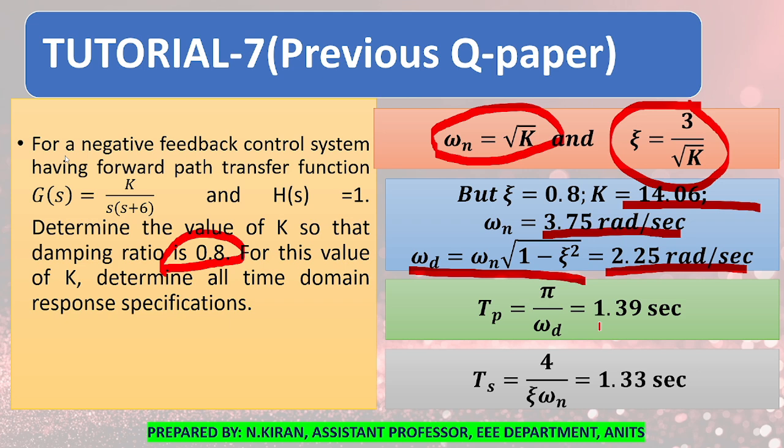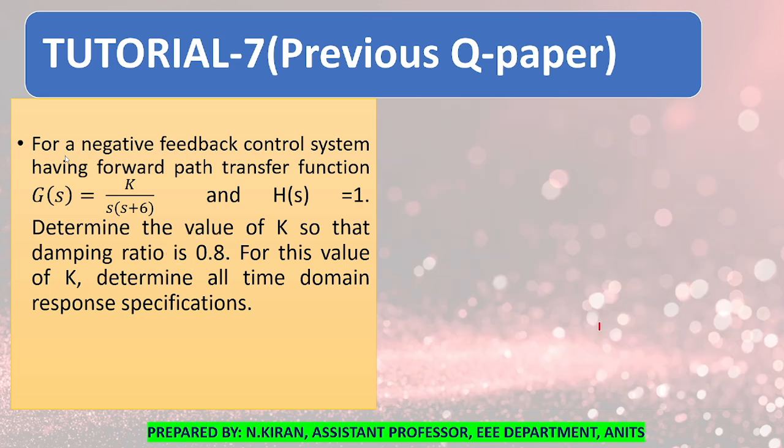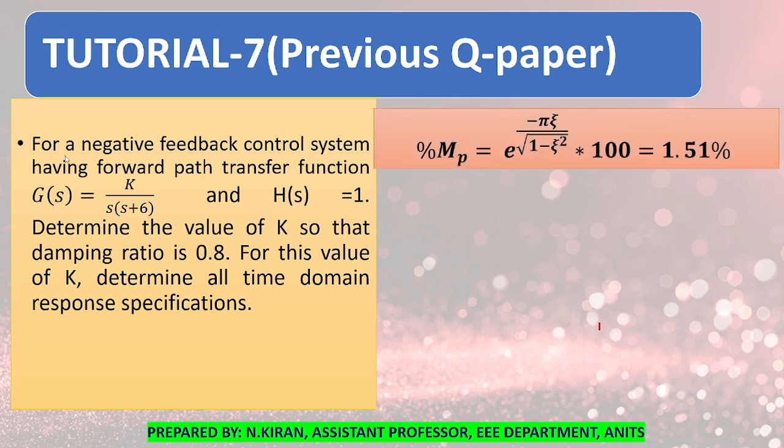Settling time is 4 by zeta omega n. Upon substitution, that will give me 1.33 seconds. Next, percentage peak overshoot, which is e power minus pi zeta by root over 1 minus zeta square, into 100. Just substituting zeta as 0.8 and taking natural logarithms, if we do all that procedure, that will give me the percentage as 1.51%.